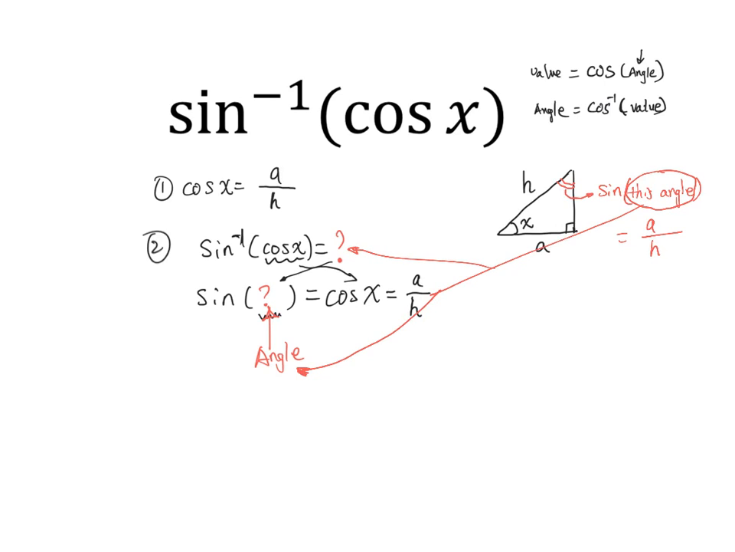Or for here. And we do know that this is 90 degrees. So this angle is actually 90 degrees minus the x angle, which is pi over 2 minus x, right? So therefore, I do know that sine of pi over 2 minus x equals A over H. So from the graph, I know this answer is going to be pi over 2 minus x.